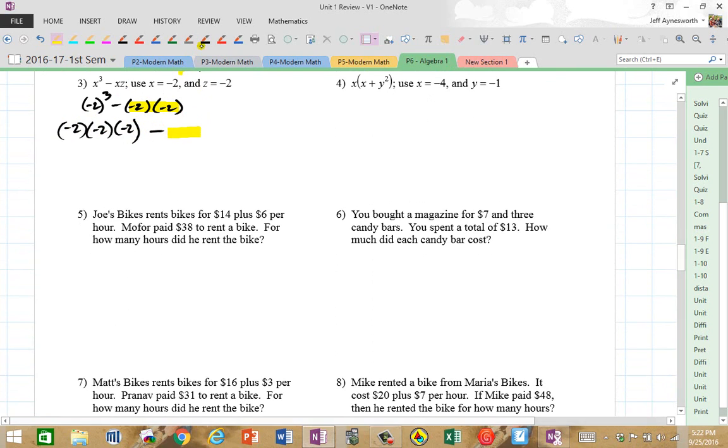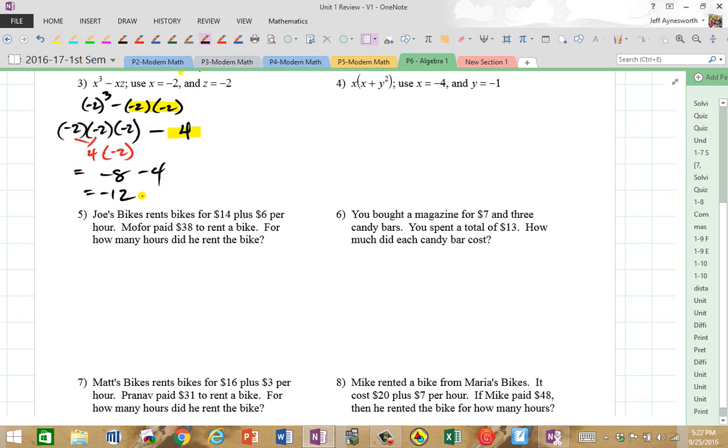So I'm just going to simplify that. Okay, and this right here is 4 times a -2, which is -8. But -8 minus 4, well, that's -12. So my end result is -12. And that's what evaluating expressions is all about. You use the order of operations here. All right.